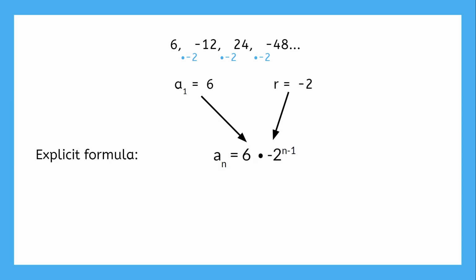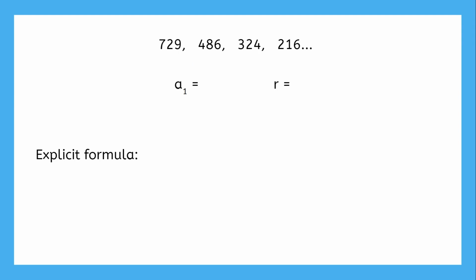We need to be careful here though. The negative is part of the ratio, so we need to make sure it's included underneath the exponent. We can put parentheses around -2 to make sure that we don't forget about the negative when we eventually go to use this formula. Pause the video and try this one yourself, but be warned, it's a tricky one.